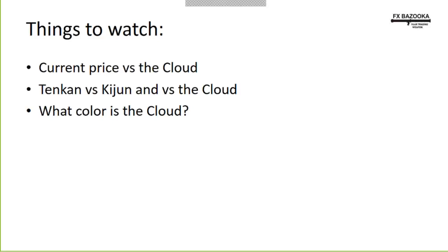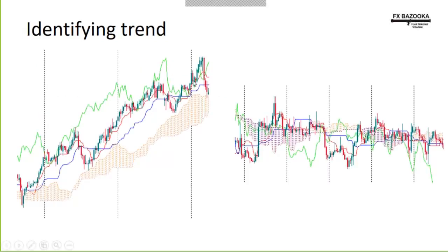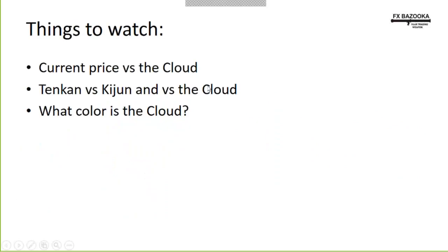Things to watch. I try to get the most important things here. When we analyze an Ichimoku chart, we compare the current price and the cloud, whether it is above, below, or inside the cloud. We compare the Tenkan and Kijun lines between themselves. These are, once again, the red and blue lines between themselves and in relation to the cloud. And we look at the color of the cloud. So 3 groups of main things.